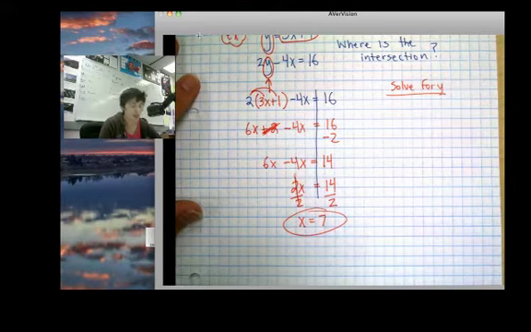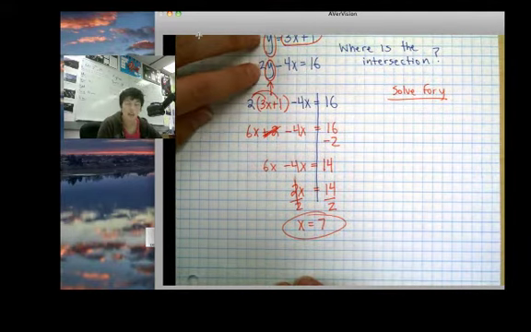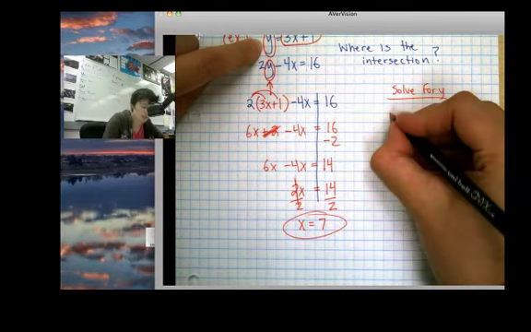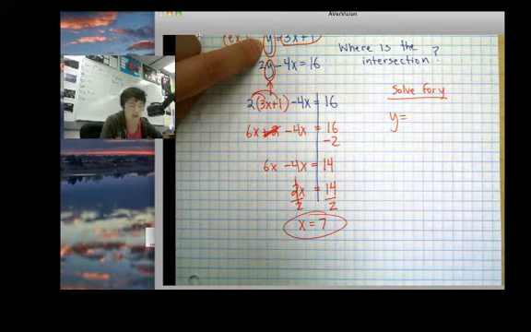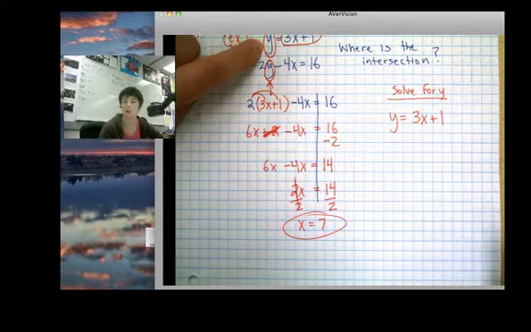And to solve for y, I pick one of the equations from the start, one of these two. You can pick either one. The first one's probably easier, the y equals, because I want to solve for y and it says y equals, so it's a one that would work well. And it was y equals 3x plus 1.